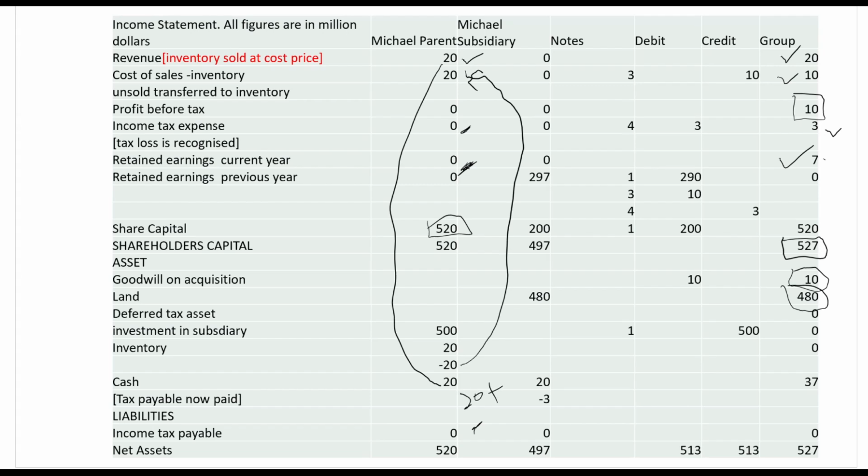And then on the Michael subsidiary, there was 20 million of cash, but then there was income tax payable that was paid out. And because of that, there's 17 million. And that together became 37 million of cash. Therefore, the net asset position is 527 million. Shareholders' equity is 527 million.